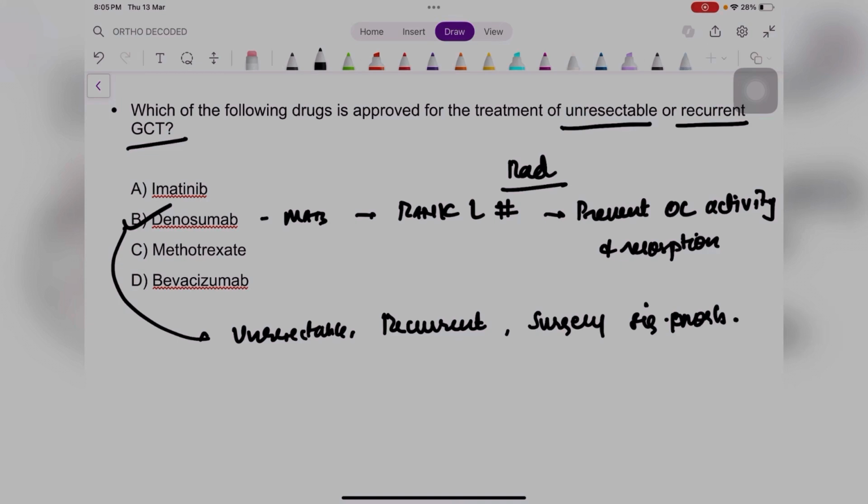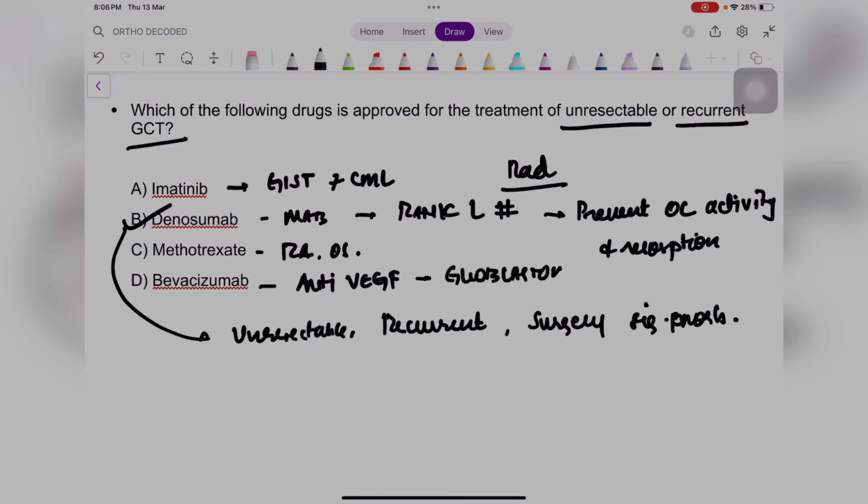So now let us also rule out why not the other options. Imatinib is a drug which is used for GIST and sometimes in CML. So methotrexate is used in rheumatoid arthritis and osteosarcoma. So bevacizumab is a drug which is known as anti-VEGF drug, which is used in glioblastoma and colorectal carcinoma.